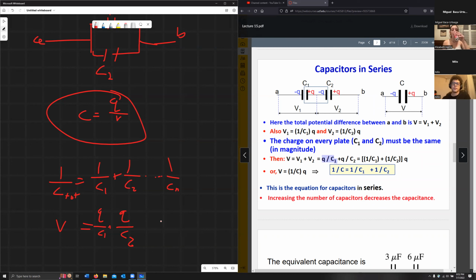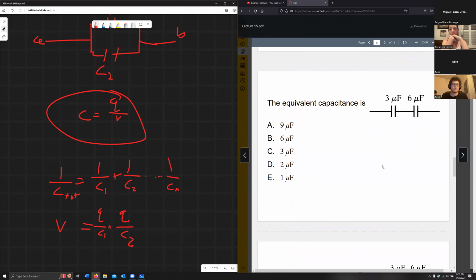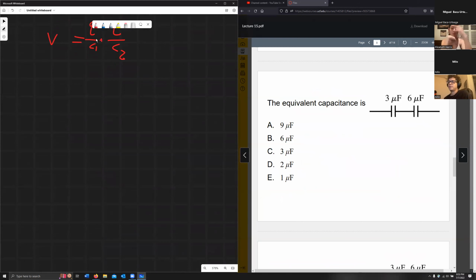Increasing the number of capacitors decreases the capacitance. It makes sense. I think of this like you're slicing the same pie, and that pie is the voltage. So with this one right here, the equivalent capacitance, if we wanted to solve this, we're going to have 1 over C total, and that's going to go 1 over 3 plus 1 over 6. If we combine these, that's 2 over 6 plus 1 over 6, right? Which becomes 3/6, which is 1/2.